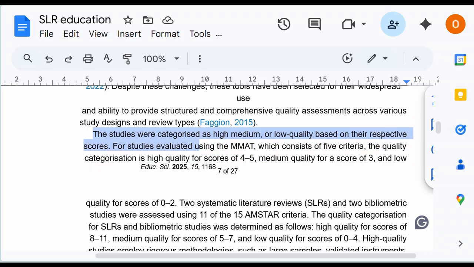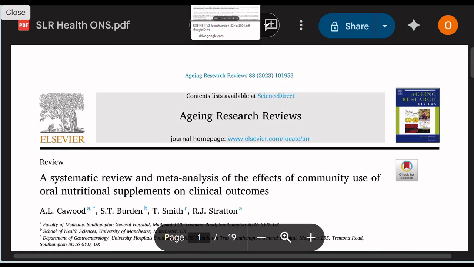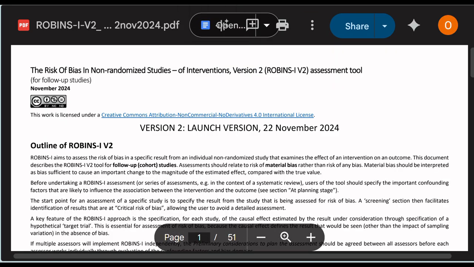For studies evaluated using MMAT, which consists of 5 criteria, the quality categorization is high quality for a score of between 4 to 5, medium quality for a score of 3, and low quality for a score between 0 and 2. Let's go back to MMAT. You will find out that it has about 5 questions. Where is it?